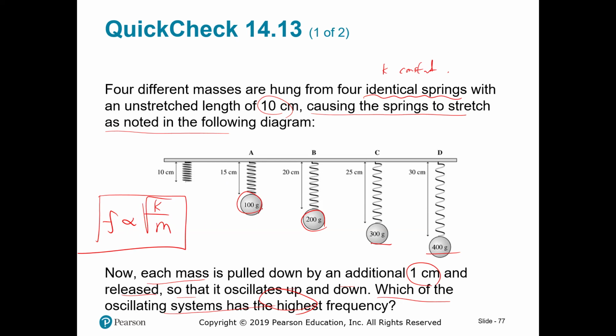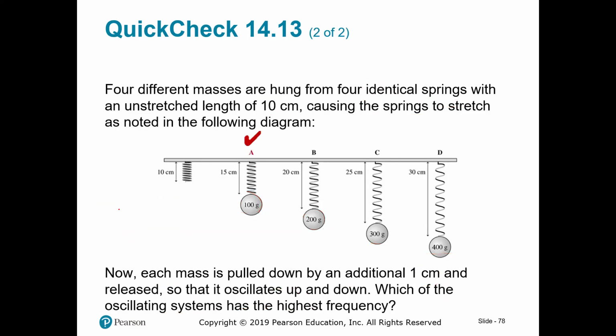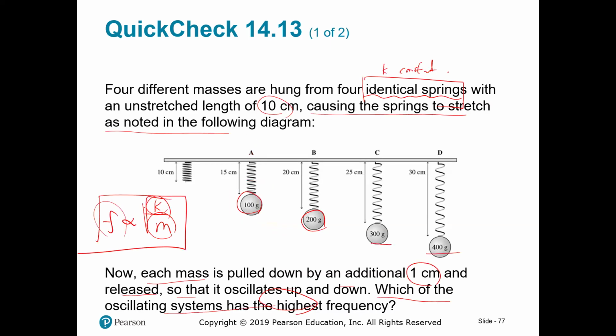So now they use the identical springs. So that means K is the same. So the heavier, the less frequency. So the answer is A, right? Because you're looking for the highest frequency, so you need the smallest m value to have the highest frequency, right?